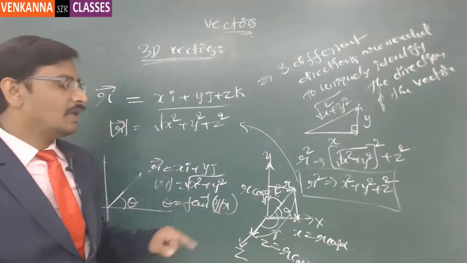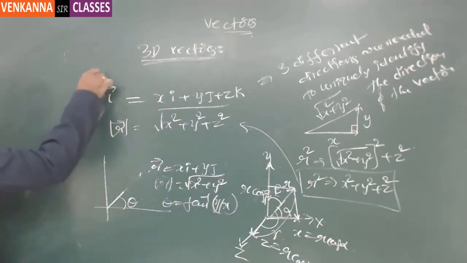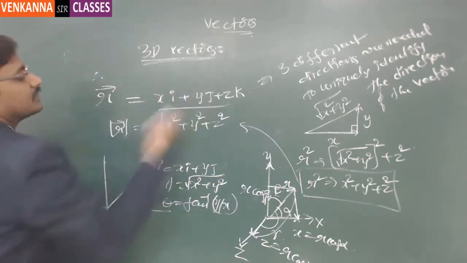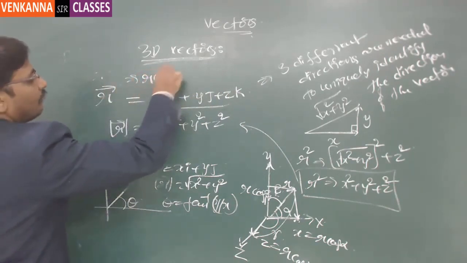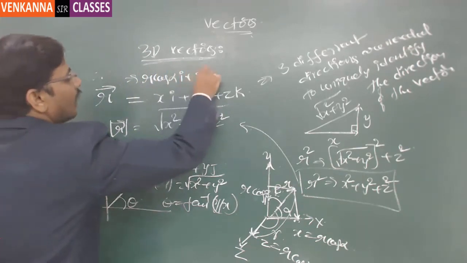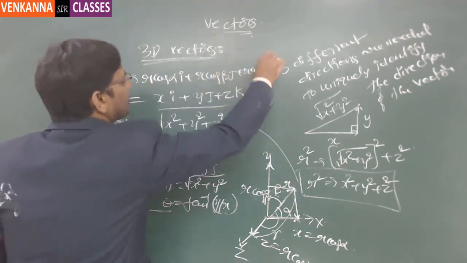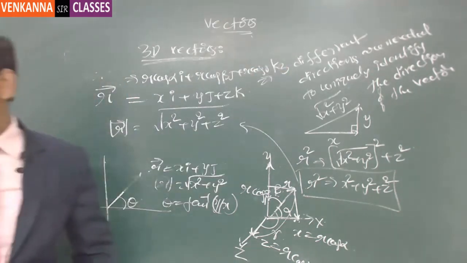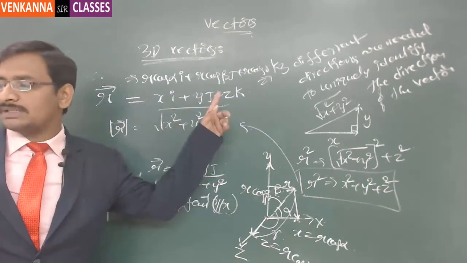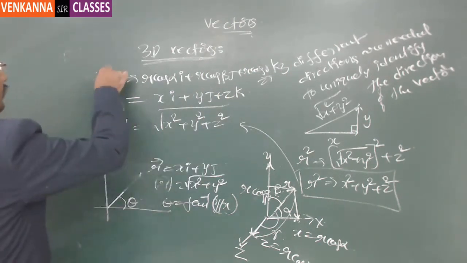So that's why if you want to specify the vector in 3D, you can specify this as r is equal to xi plus yj plus zk, or you can specify as r cos alpha into i plus r cos beta into j plus r cos gamma into k. So this is how actually a 3D vector you can specify it. Got it? r cos alpha into i plus r cos beta into j plus r cos gamma into k. So this is the r vector.